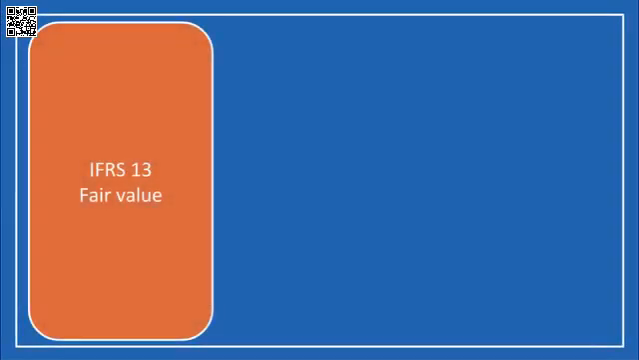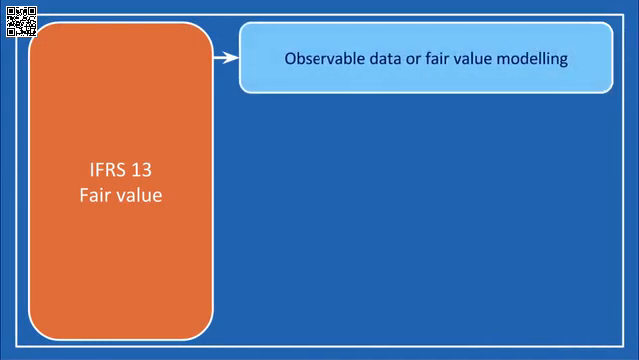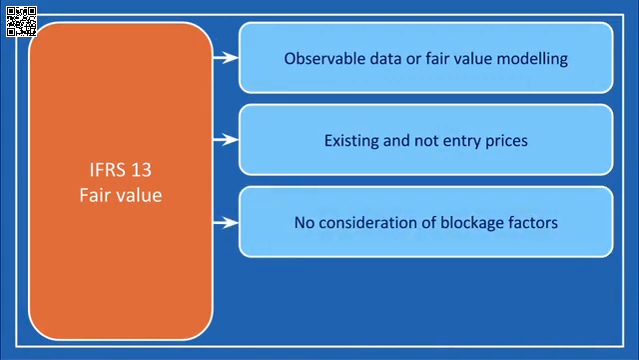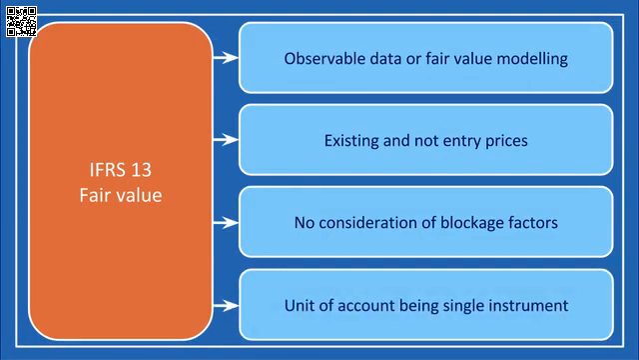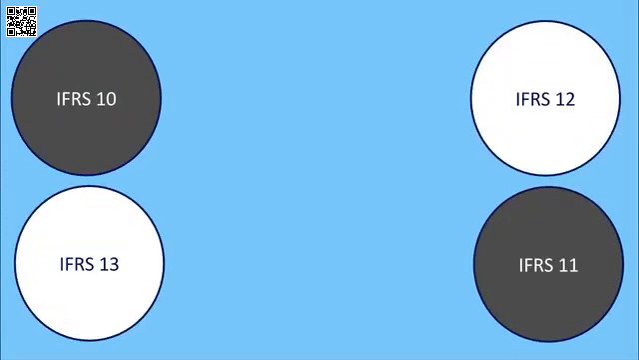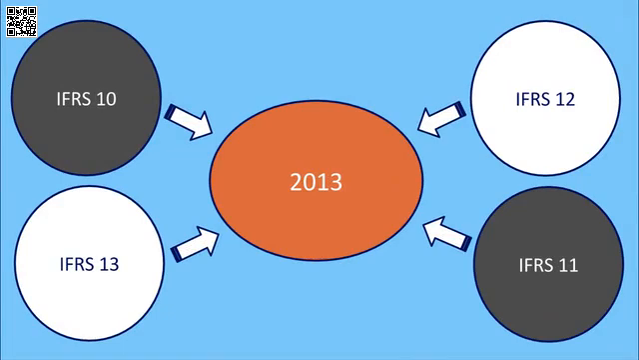IFRS 13 deals with fair value by giving advice on measuring by reference to observable data for identical instruments, observable data for similar instruments, or fair value modelling. Valuation should be in respect of exit prices and not entry prices, and no consideration of blockage factors should be given, the unit of account being the single underlying instrument. IFRS 10, 11, 12, and 13 had an effective date of 2013.